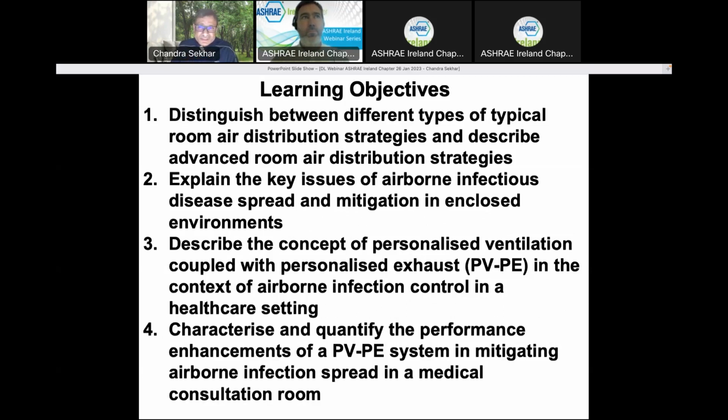Then we look at different types of room air distribution strategies and see how advanced room air distribution strategies can help us tackle this issue, in the context of protecting people in occupied spaces in a building. In particular, in terms of the technology or strategy that we have been working with for some time, I will be introducing the topic of personalized ventilation and also combining that with personalized exhaust.